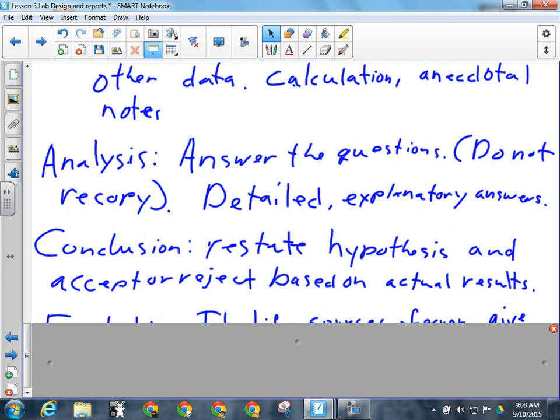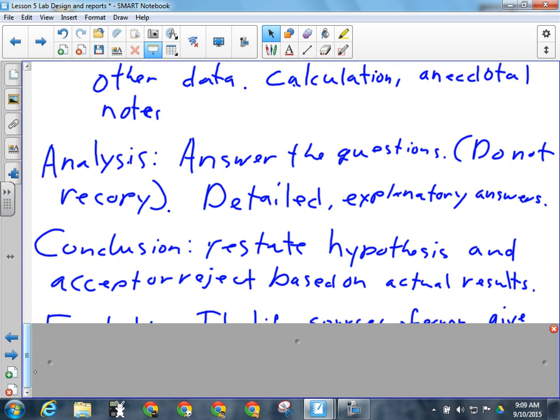The reality of it is, guys, most hypotheses are wrong. Most of the time. In real science. In our labs, we're going to set it up so we can be right. It feels good to be right. So we're going to kind of set them up that way.